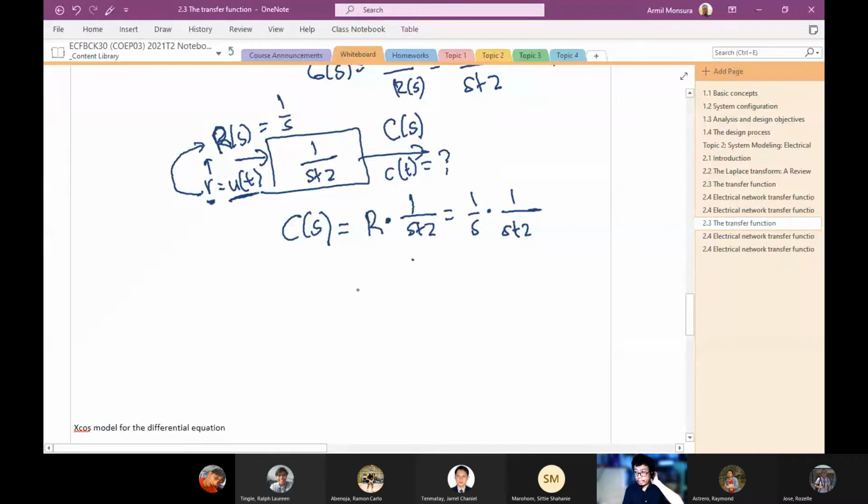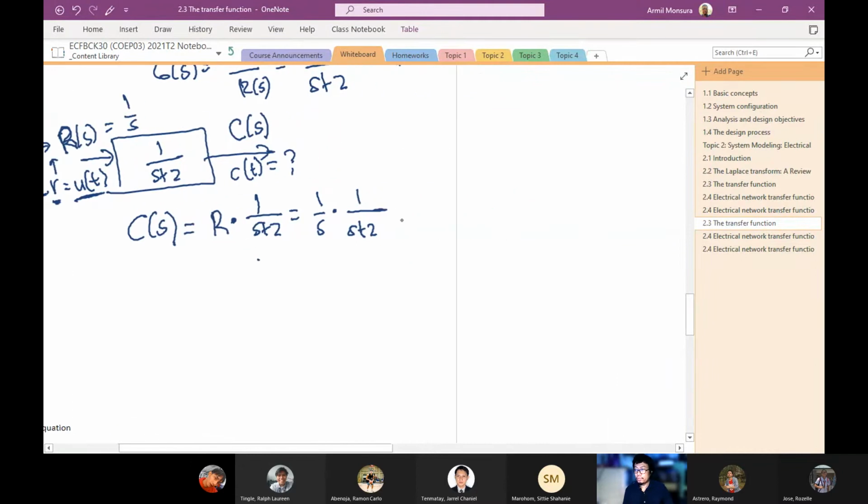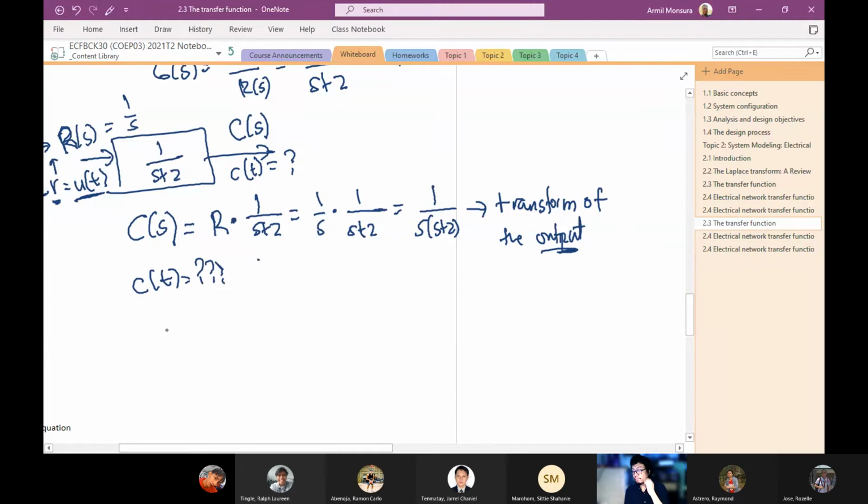Okay. Again, i-recall natin, kasi may expression na ako ng C of S. And that essentially is the transform of the output. This 1 over S times S plus 2 is essentially the transform of the output. But what the problem requires us to solve is the output itself. That is, the problem wants us to determine what is C of t. Yan yung pinapahanap sa atin.